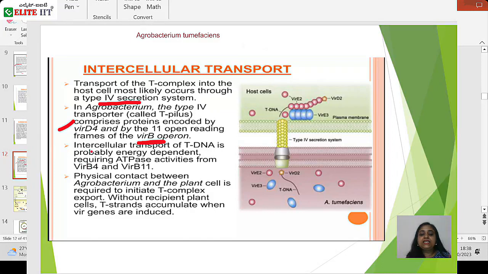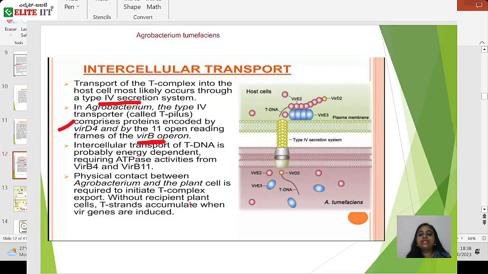Now, intercellular transport of T-DNA is probably energy dependent, requiring ATPase activities from VirB4 and VirB11. Physical contact between Agrobacterium and the plant cell is required to initiate T complex export. So in this case, obviously, physical contact is there, so pilus formation will be there. And without recipient plant cells, T strands accumulate when Vir genes are induced.